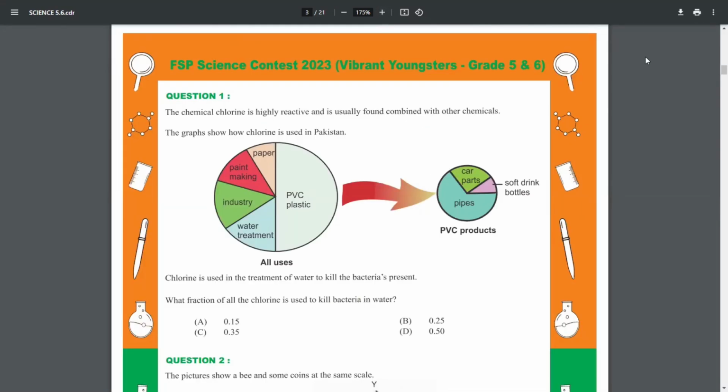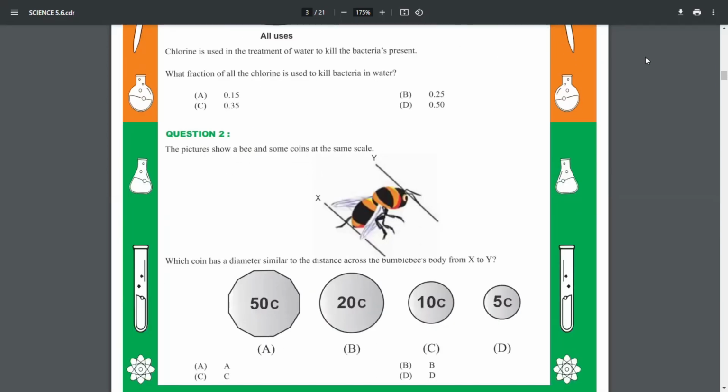Question 1. The chemical chlorine is highly reactive and is usually found combined with other chemicals. The graph shows how chlorine is used in Pakistan. Chlorine is used in the treatment of water to kill the bacteria present. What fraction of all the chlorine is used to kill bacteria in water? The correct option is A, 0.15.